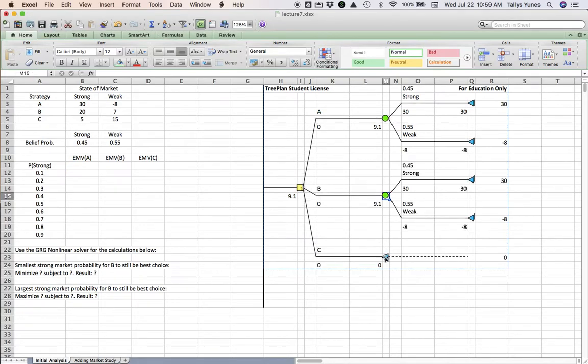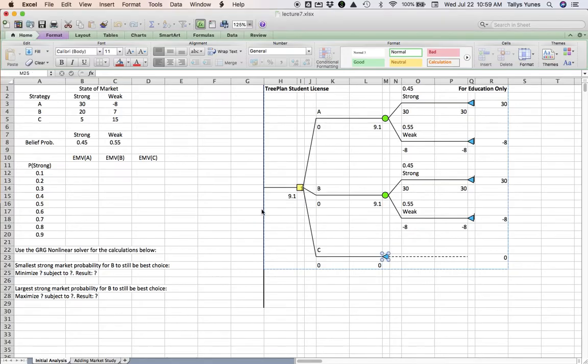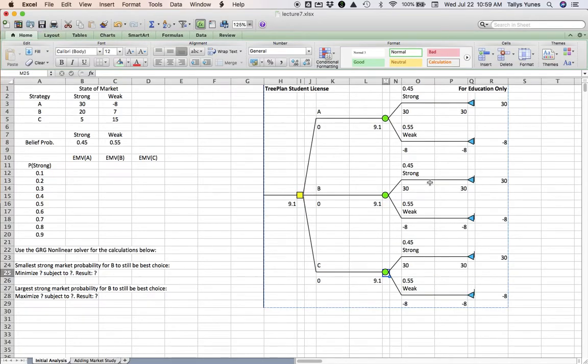And notice I'm going to have to paste it 1 more time, right? So I'm going to click on the other blue triangle, bring up the menu, and click paste again. Great. Now, the label strong weak is the same and the probabilities are the same, but I need to update the payoffs, right? So let's do that. So the payoffs under B will be 20, right? Don't forget to anchor that. And 7. So let me change this.